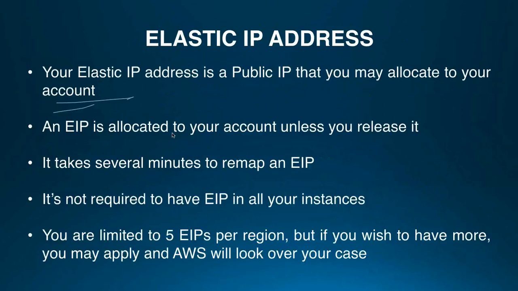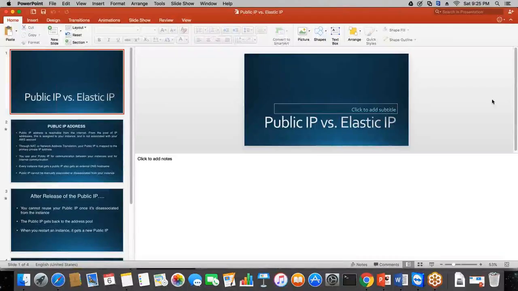You are limited to 5 Elastic IPs per region, but if you wish to have more, you may apply and Amazon Web Services will look over your case. So you can get more Elastic IPs. You have to open a special case with Amazon Web Services. Okay. So this completes our Elastic IPs versus public IPs.